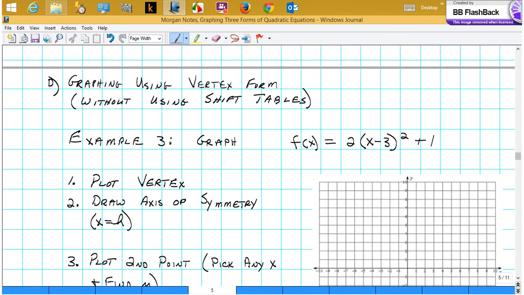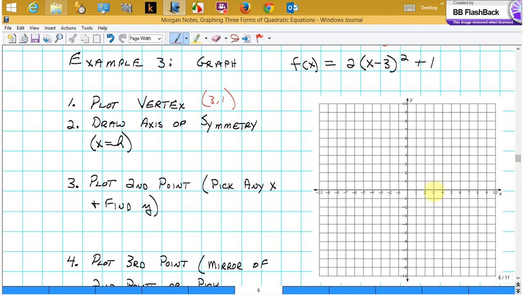Okay, let's graph one of these. All right, so let's look at what we have. We have h is equal to 3, k is equal to 1. So my vertex is going to be at (3, 1). Let's go ahead and put it on the graph. Okay, notice that it's going to open up.